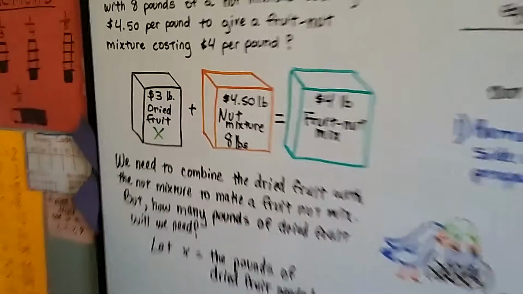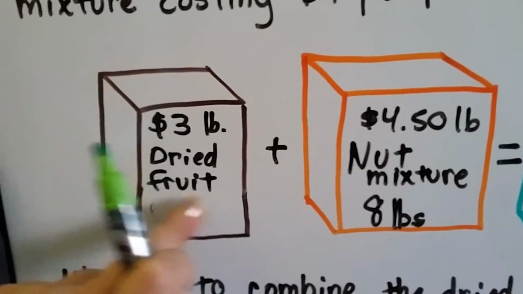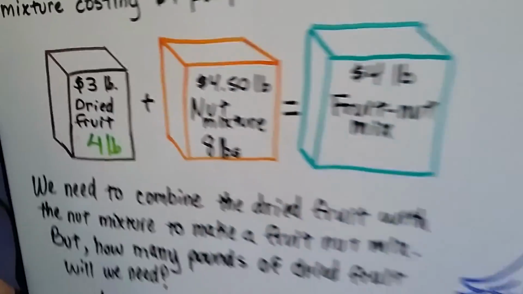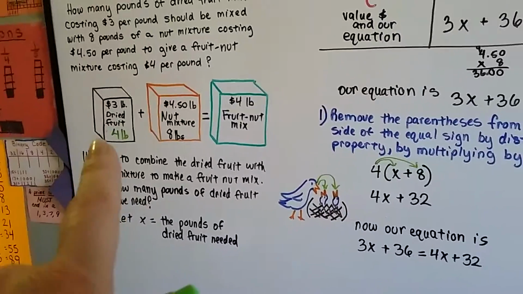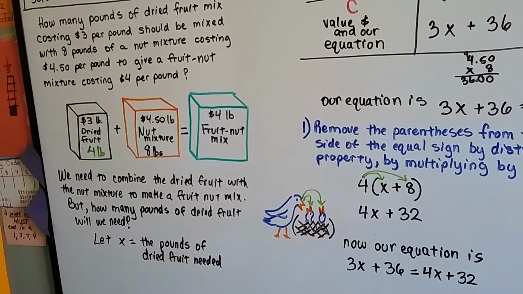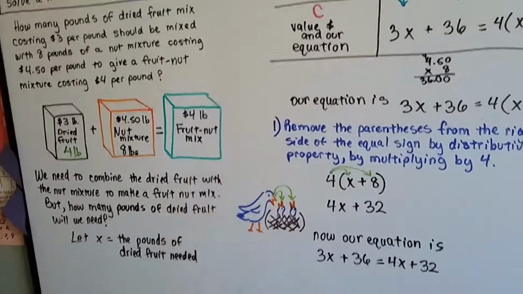So now we know. It's not an x anymore, is it? It's a 4. We need 4 pounds of this guy. See? 4 pounds plus 8 pounds means that one would be 12 pounds, wouldn't it? So we'd even be able to know the pounds of that one.